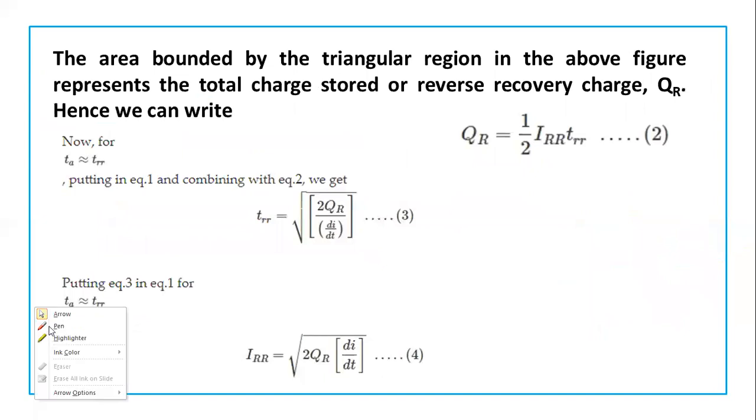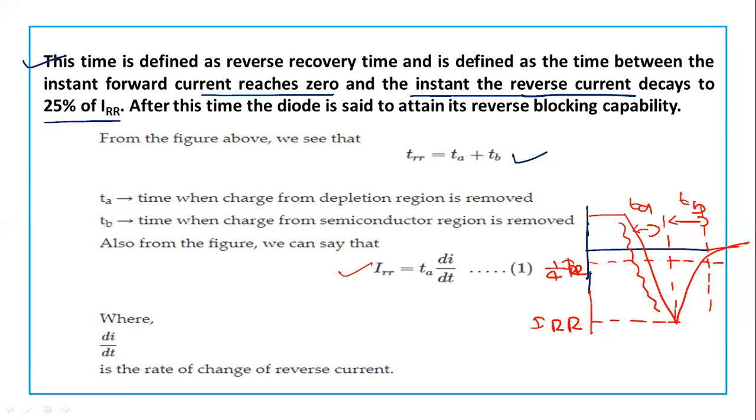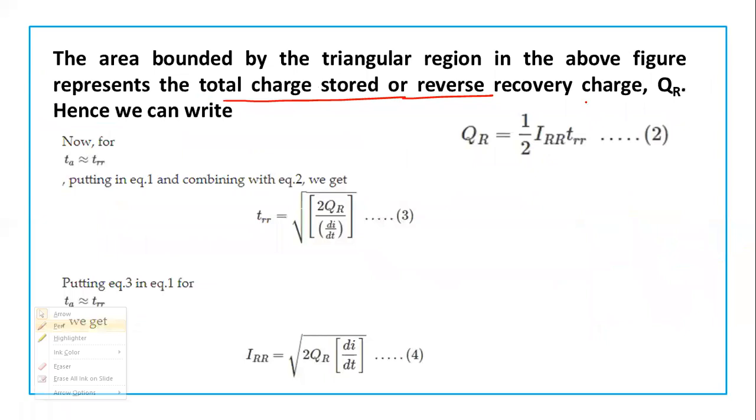So the area bound by the triangular region in the above figure represents the total charge stored, or the reverse recovery charge. So here you can see a triangular region. That area covered is the total charge, or the reverse recovery charge QR. So that can be written as half into IRR into TRR. Half into base into height, same thing. But we can also write TA is approximately equal to TRR because TB can be neglected.